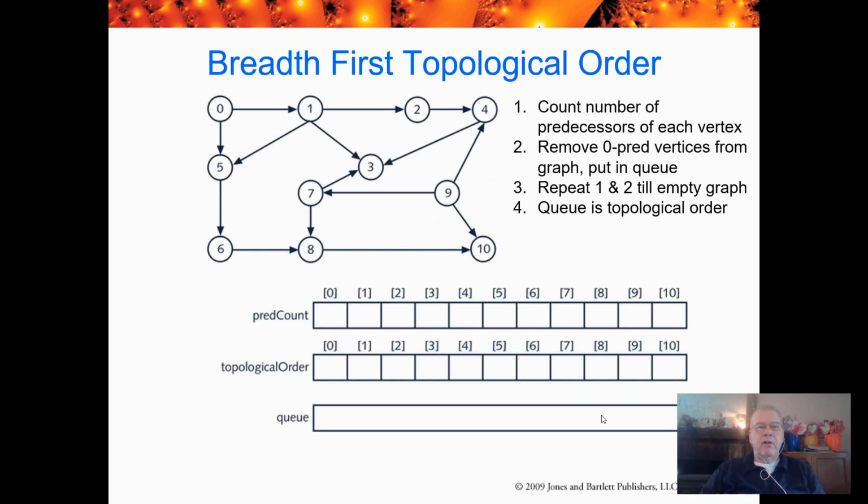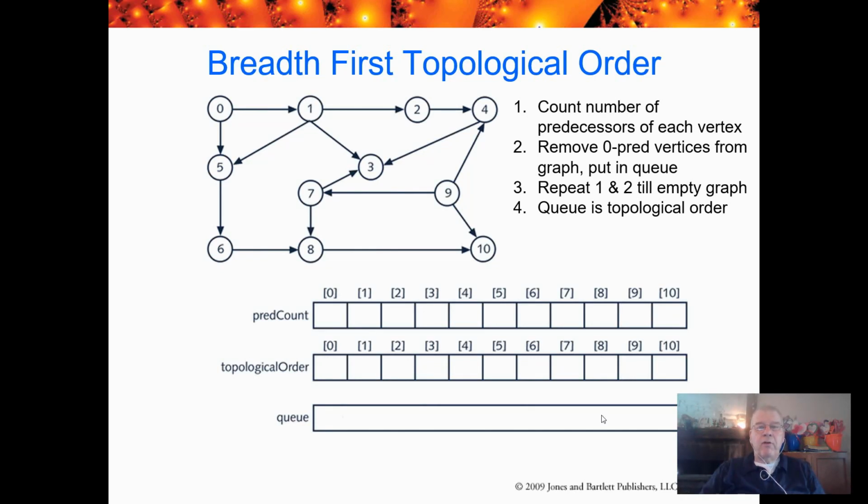So here's an example. Let's say we have this graph. It has no cycles, so you know that node 0 and actually node 9 also have no predecessors. Also, it turns out node 10 has no successors. That's mathematically guaranteed by the fact that it has no cycles.